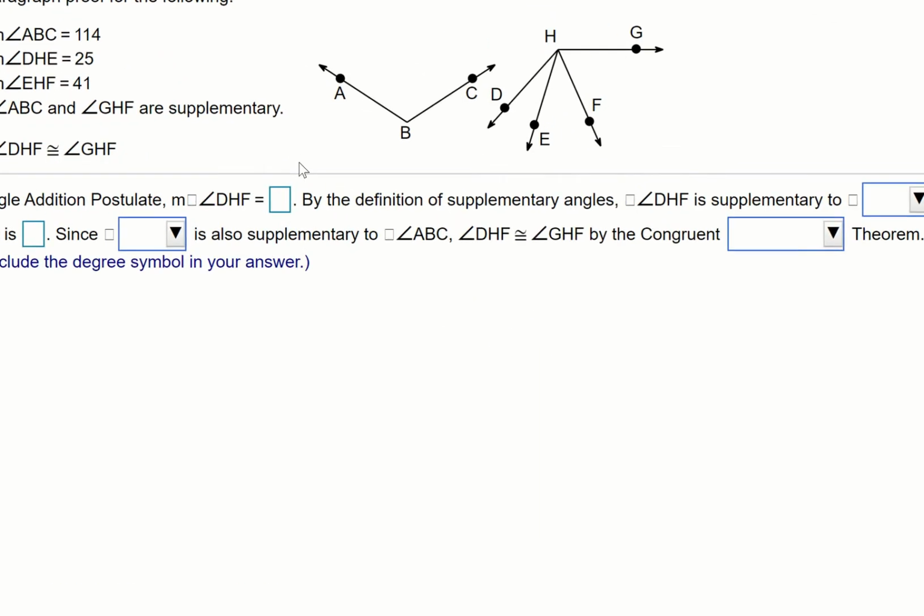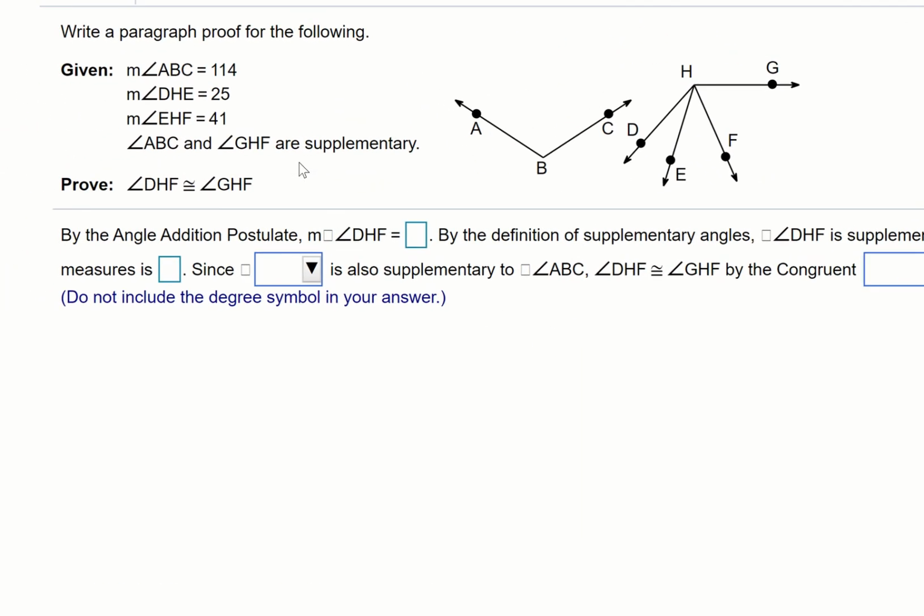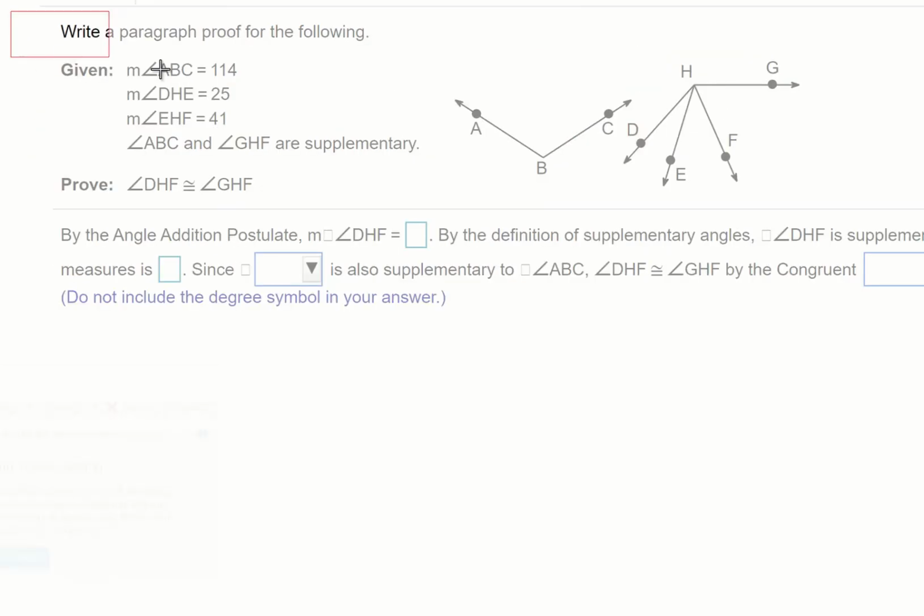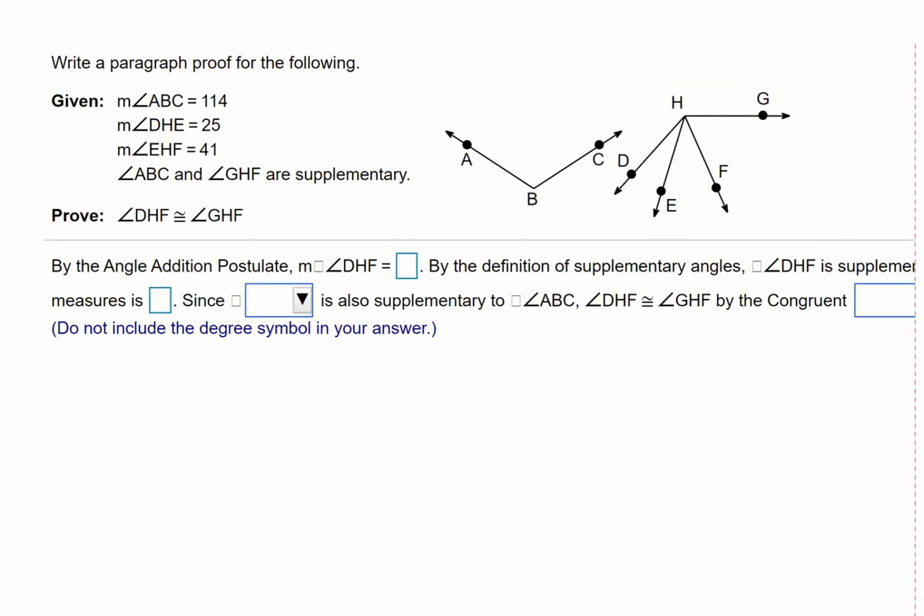All right, so write a paragraph proof for the following. So we have that angle ABC is equal to 114, DHE is 25, EHF is 41, and angle ABC and GHF are supplementary. So let's go ahead and take a picture of this so that we can write on it. Okay, so we know that ABC, that's 114, DHE, this right here, that's 25 degrees. And EHF is 41. Okay, so that's just to make it a little bit easier to tell.